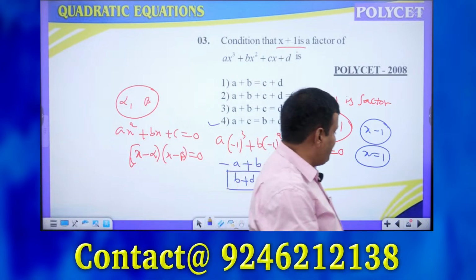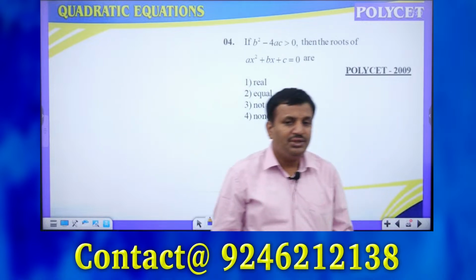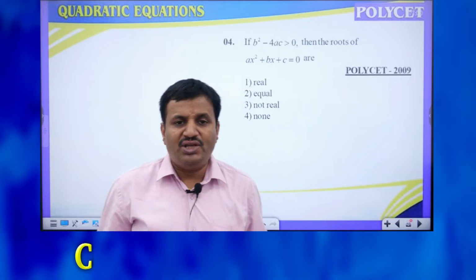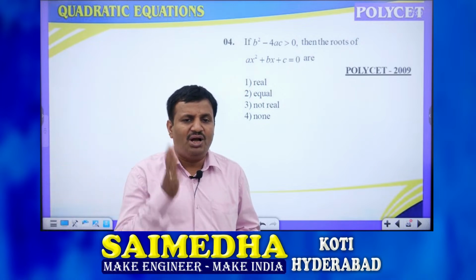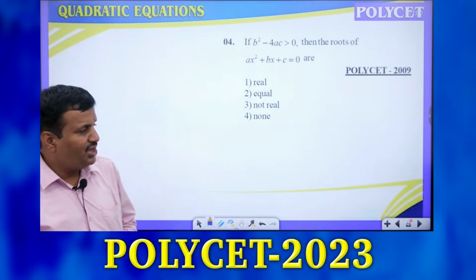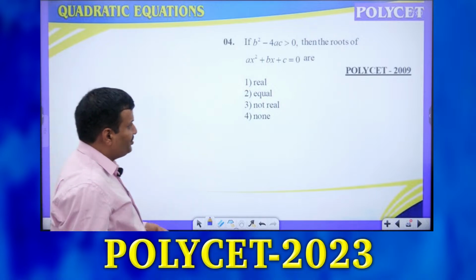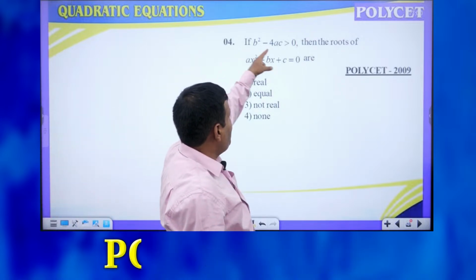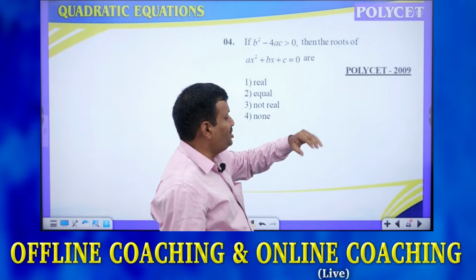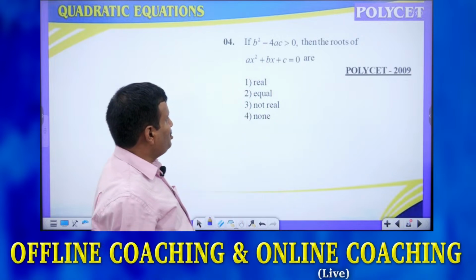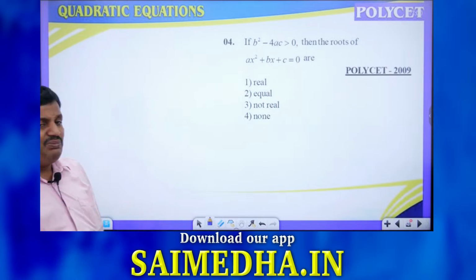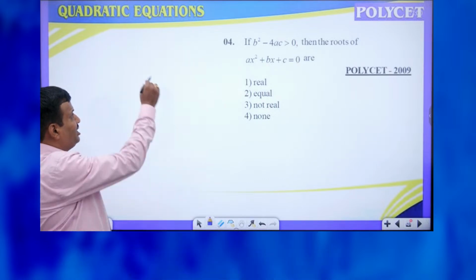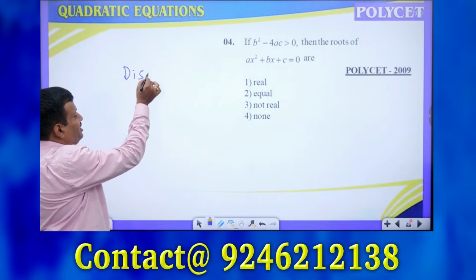Hope everyone is following. Yes, the quadratic equation is also a very simple topic in the Polycet. But out of 60 marks, we can expect 6 to 7 marks also. If b square minus 4ac is greater than 0, then the roots of ax square plus bx plus c equal to 0 are. What is this b square minus 4ac? It is called the discriminant.